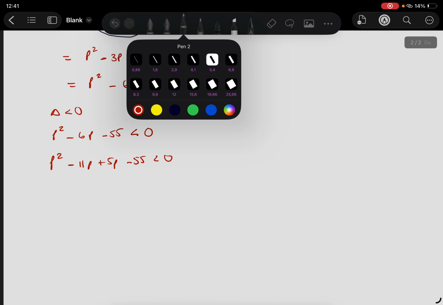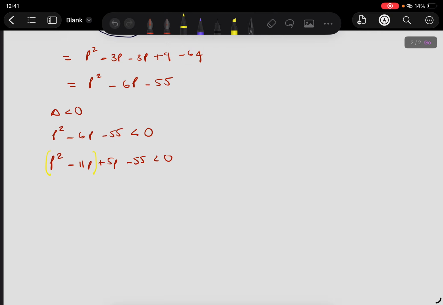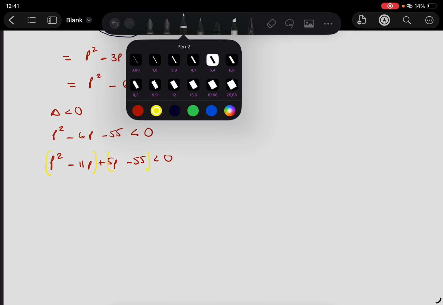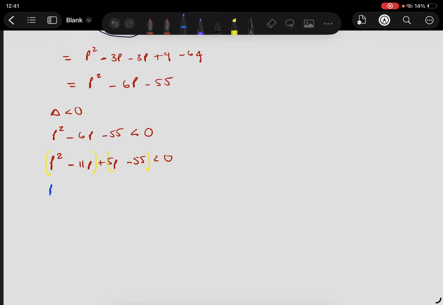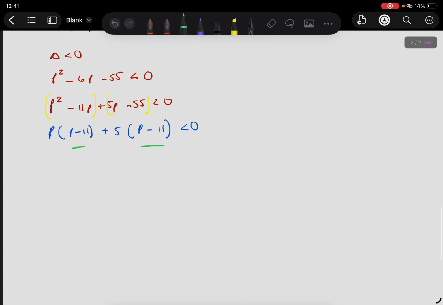So p squared minus 11p plus 5p minus 55 less than 0. We further factorize this, where we can look at this together and look at that together. So this would be p into (p minus 11) plus what's common between the two, which is 5. So 5p divided by 5 is just p, and then 55 divided by 5 is just 11. So that is negative 11, because we have negative 55 less than 0. The two brackets are common, so we can factorize this further. We'll have (p minus 11) and then (p plus 5) less than 0.